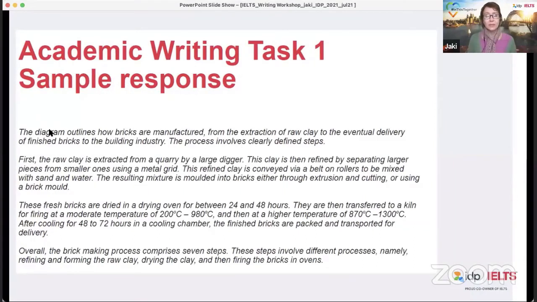So the diagram outlines how bricks are manufactured from extraction of raw clay to delivery of finished bricks. The process involves clearly defined steps. Okay, so that's the introduction. This one put the overview at the end, which is also okay. You can do that if you prefer. Overall, the brick making process comprises 7 steps. These steps involve different processes, namely refining and forming clay, drying the clay, and firing. Okay, so that's a nice overview.